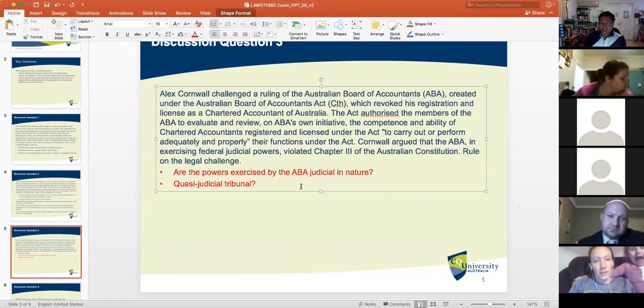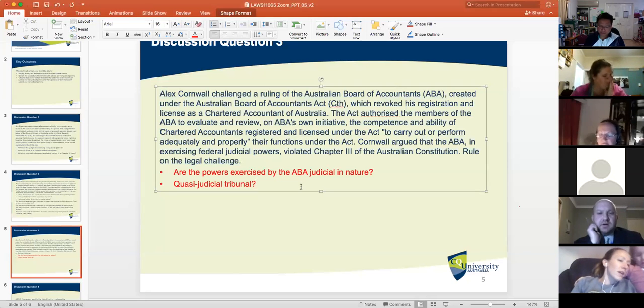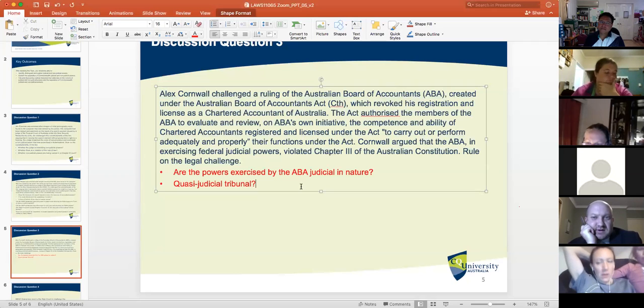Okay, so the other point raised by Angelina was whether or not this was actually a quasi-judicial tribunal, therefore not a Chapter 3 court. So, Manjo. Yes, and John. I'm taking it back a step: I'm wondering if the Board of Accountants have actually exceeded their statutory power, because it says to evaluate and review. It doesn't say to take any actions, and usually evaluate and review means to make recommendations to a tribunal or something.